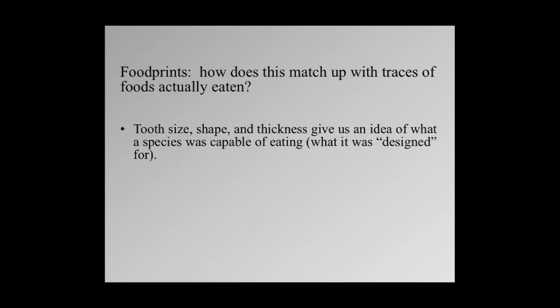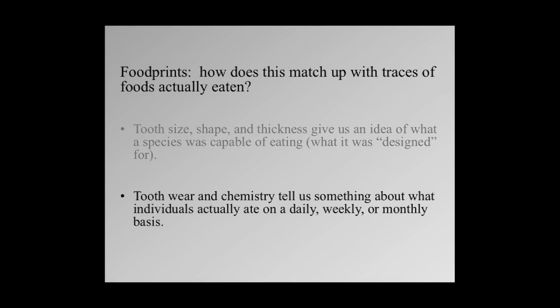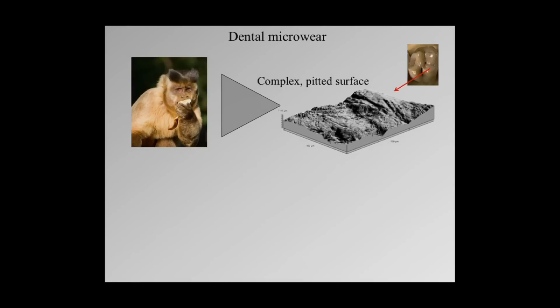Well, how does this match up with the traces of foods actually eaten, the food prints, as it were? Tooth size, shape, and thickness give us an idea of what a species was capable of eating. In other words, what it was designed for. Tooth wear and chemistry, on the other hand, tell us something about what individuals actually ate on a daily, weekly, or monthly basis, which is a very different kind of information. Both are important.